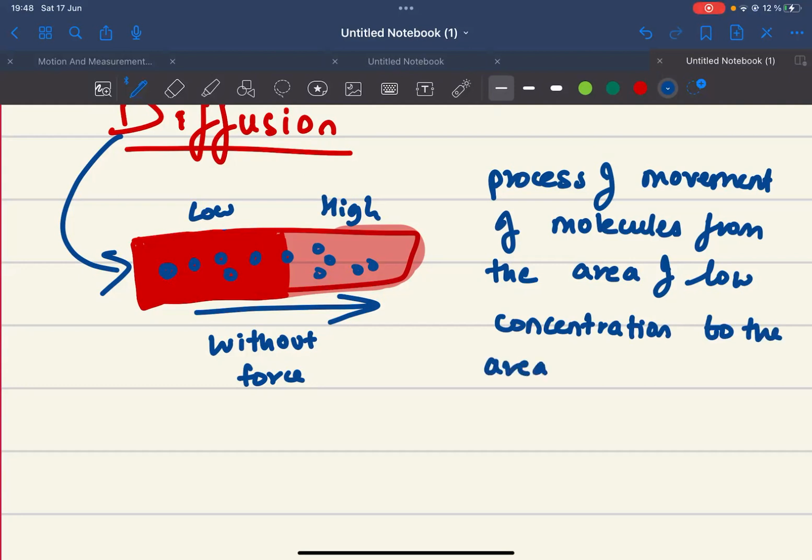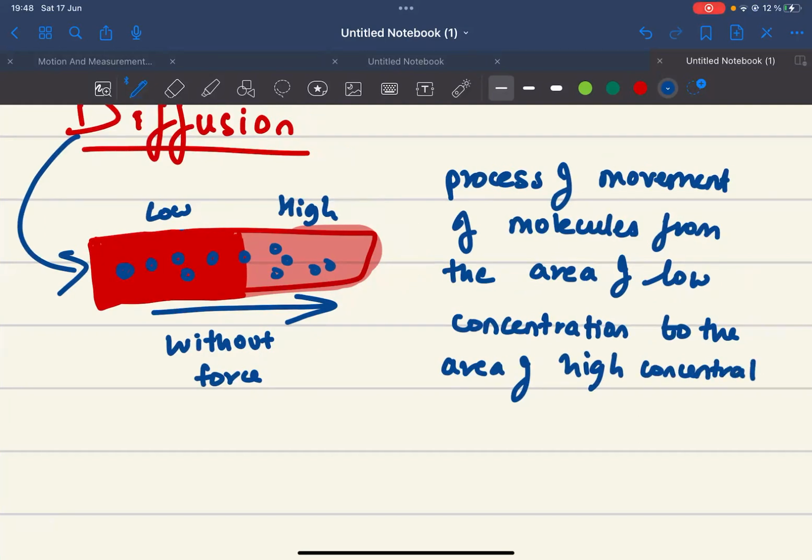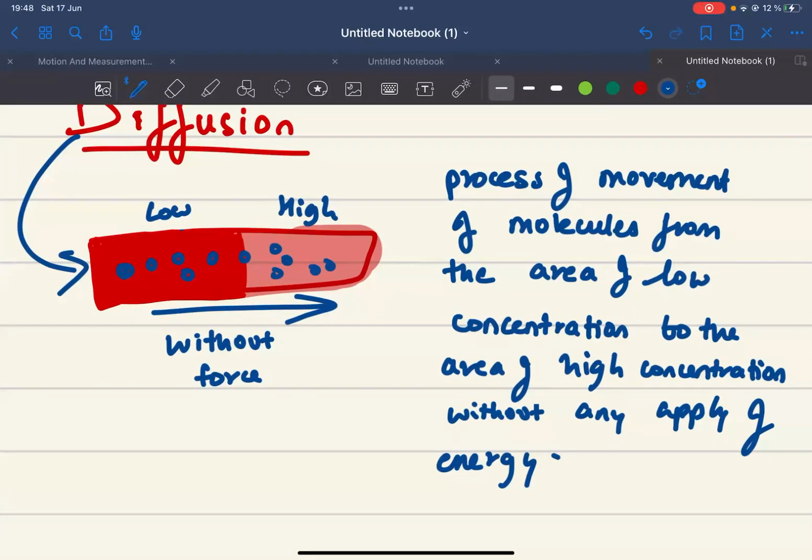To the area of high concentration without any application of energy. This is called diffusion. This is an important term, so please note it down later on. From lower concentration to higher concentration, the molecules are moving.